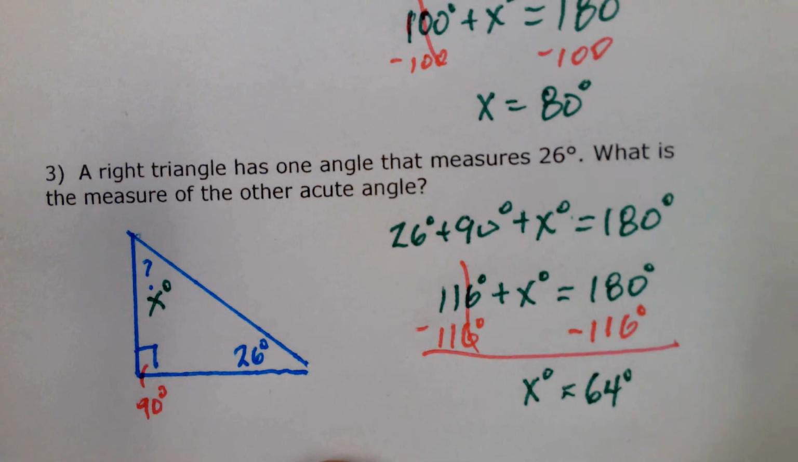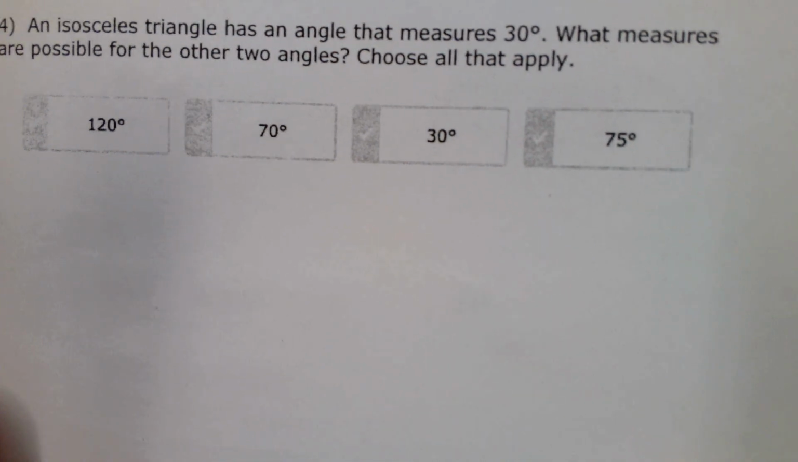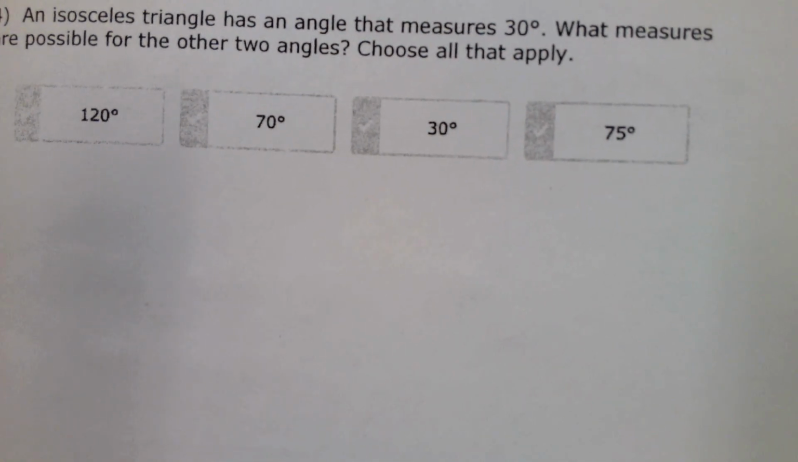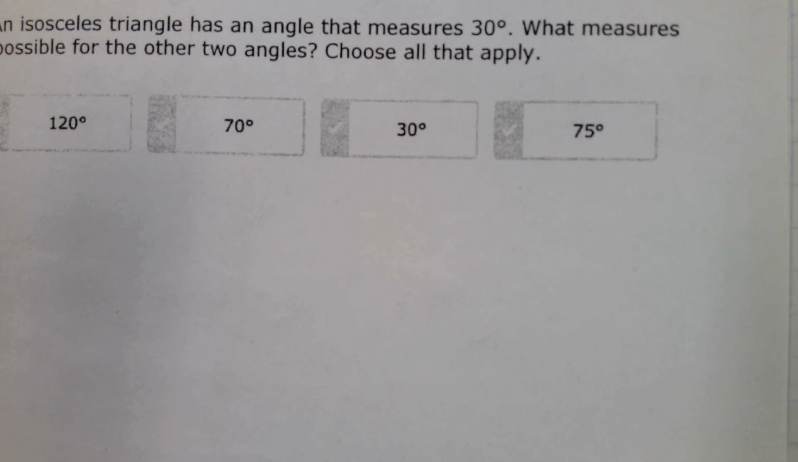So I think you guys are ready for a bit of a challenge. Okay, here it is. Take a look at this question. An isosceles triangle has an angle that measures 30 degrees. So all they're telling us is it measures 30 degrees. What measures are possible for the two angles? So there's going to be probably, and there are, more than one right answer.